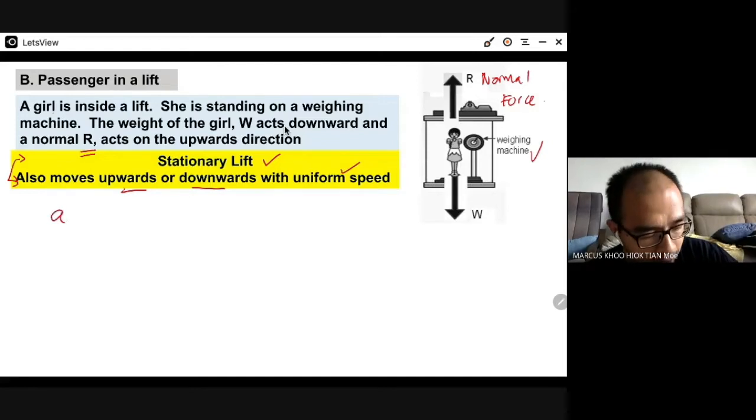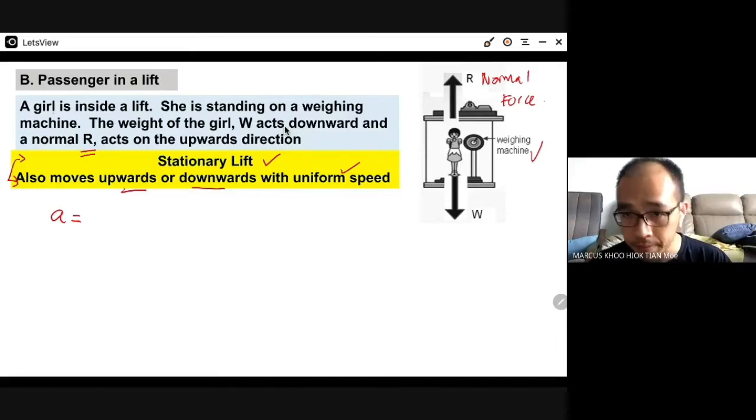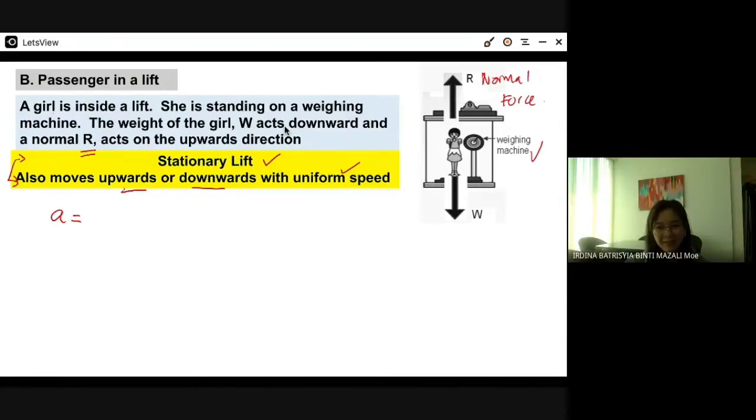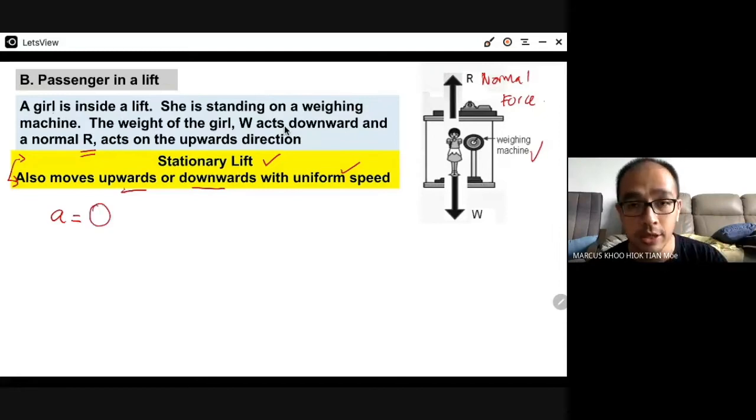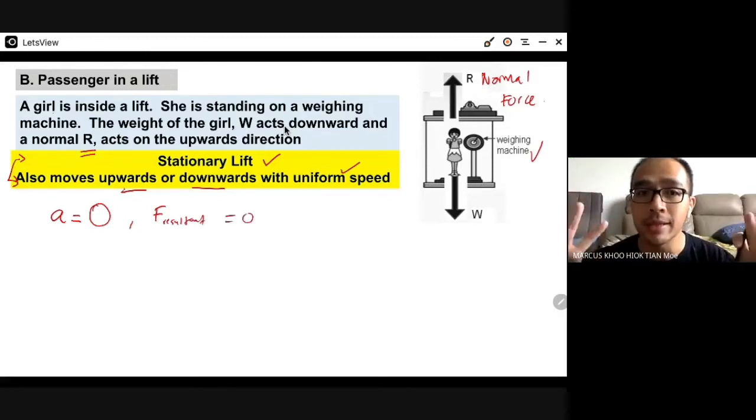Dari sudut acceleration, maksudnya apa? Irdina. In terms of acceleration, what does stationary mean? Sorry, go ahead. Acceleration is 0. Okay, very good. Acceleration is 0. And if acceleration is 0, still Irdina, what is the resultant force? It's also 0. That means no matter what happens, the resultant force will be 0.